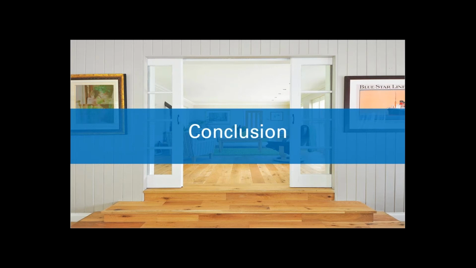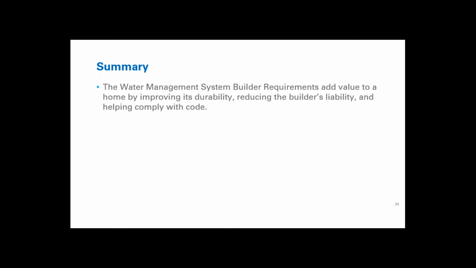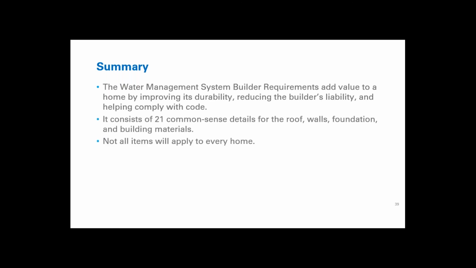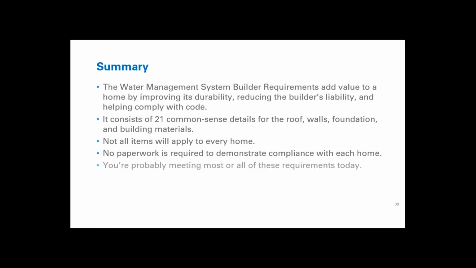Let's summarize what we've discussed briefly here. The water management system builder requirements add value to a home by improving its durability, reducing the builder's liability, and helping comply with code. It's 21 common sense details for the roof, walls, foundation, and building materials, but not all items apply to every home. And no paperwork is required to demonstrate compliance with each home. Finally, you're probably meeting most if not all of these requirements already.